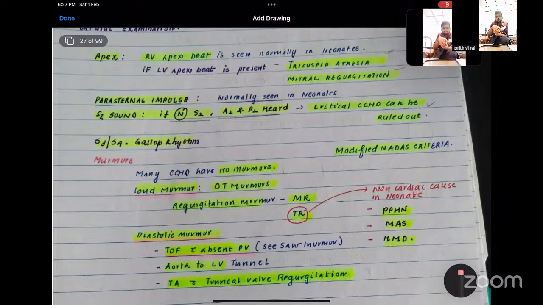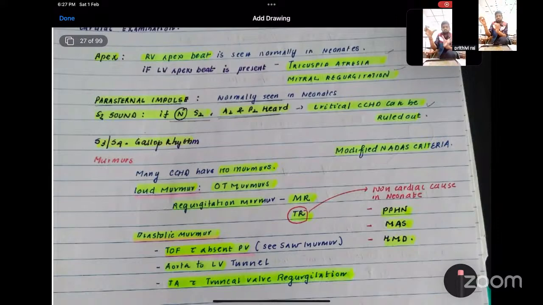The murmur, normally you should know this point. In most congenital cyanotic or any congenital heart disease, very rarely can you appreciate a murmur during the neonatal period. So that means absence of a murmur doesn't rule out congenital heart disease. You have to see other features for congenital heart disease. There may be cyanosis or there may be a single S2.